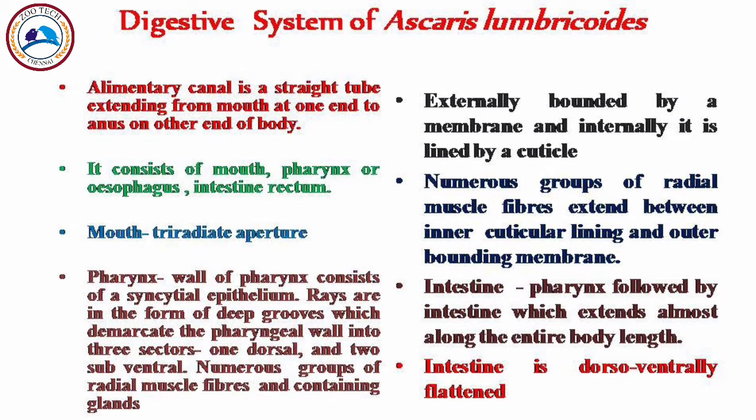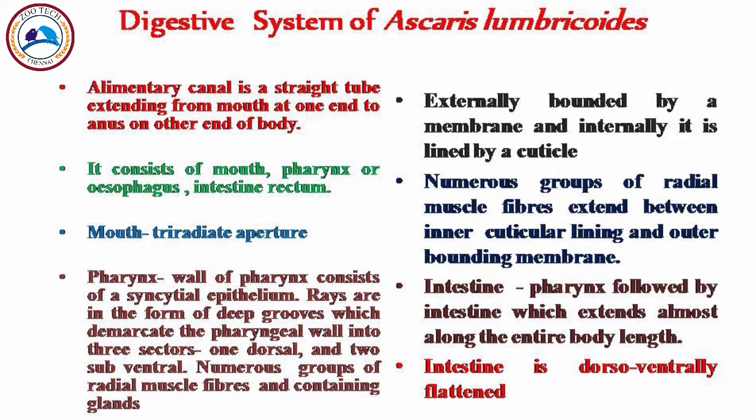Okay, so the mouth has a triradiate aperture, which is located at the anterior end of the body, and the mouth is guarded by 3 lips or labia. So that is the mouth in the case of Ascaris lumbricoides. Talking about the pharynx, the mouth opens into the pharynx, which is short, cylindrical, thick walled and muscular.